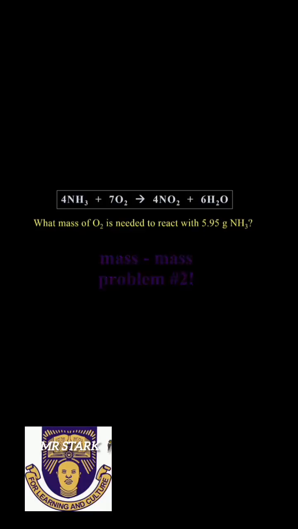Here's the next equation. We cannot do stoichiometry without coefficients, and so we will need to balance. Again, these coefficients, like in any reaction, are ratios that we can use as the central part of the stoichiometric conversion from moles of one substance in the reaction to moles of some other substance in the reaction. So what mass of O2 is needed to react with 5.95 grams of NH3? Identify the amount given, which is 5.95 grams NH3, and identify what is wanted, which is mass of oxygen.